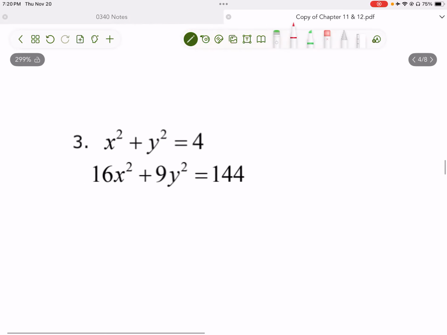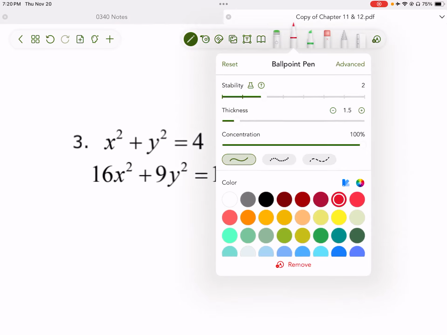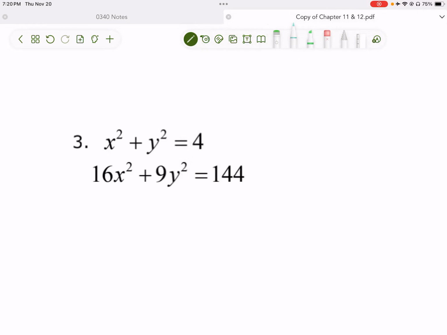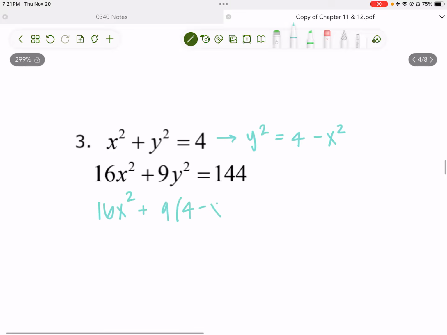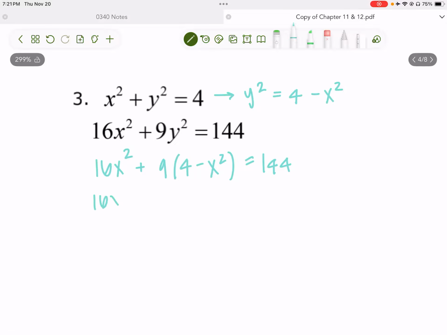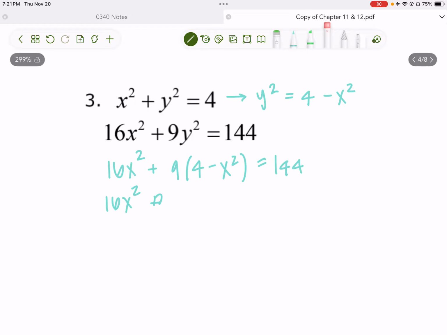Taking a look at this last one, we'll do something similar and go ahead and isolate one of our variables. So I'll go ahead and rewrite this as y squared equals 4 minus x squared. Doesn't matter which one you isolate, but we'll just go ahead and isolate y. And then we'll replace y squared with 4 minus x squared in the second equation. And now we want to distribute and simplify as needed. So go ahead and do that. And now let's just combine like terms as needed.